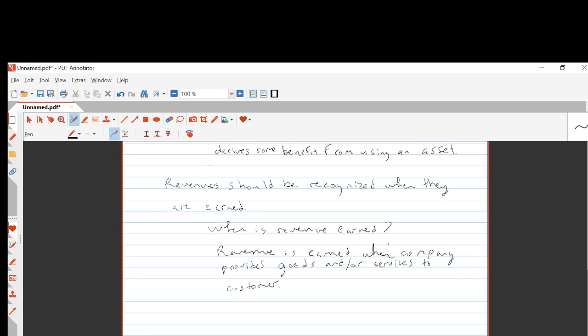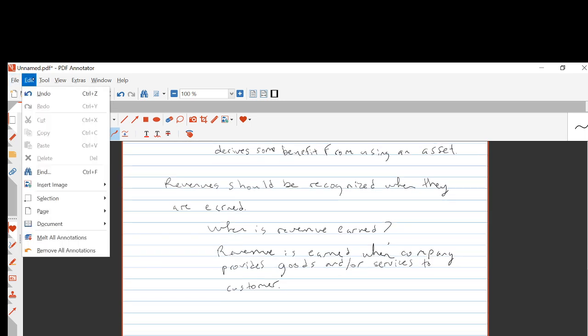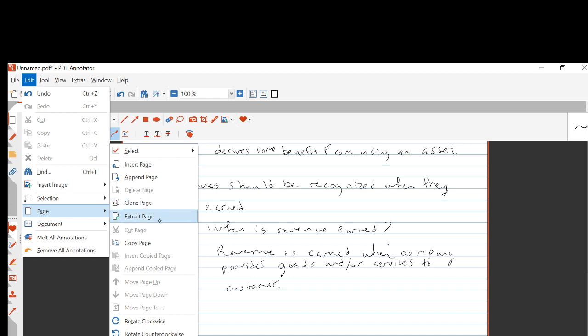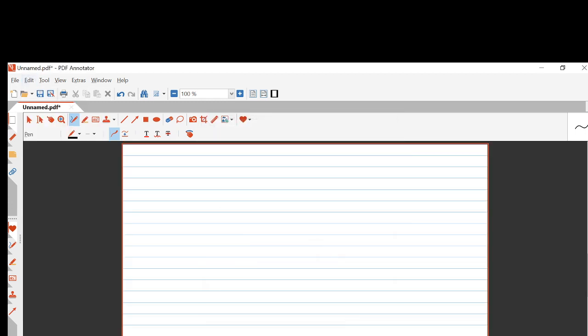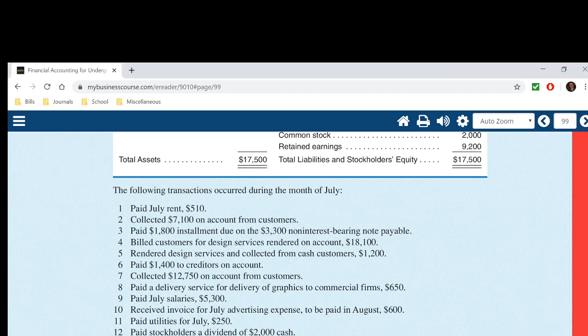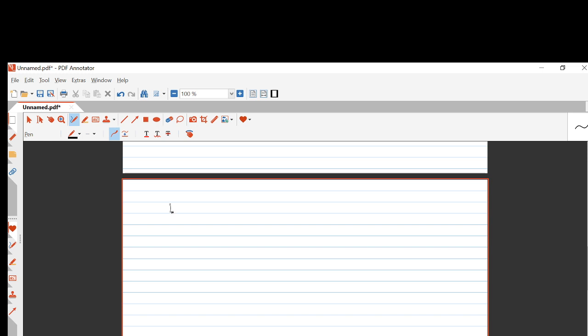All right. With these two things in mind, we can go forward with this here. So the first transaction, paid July rent, $510. Let's journalize that. We're going to have to assume something, though, to make this make sense. And then we'll change our assumption in chapter 3.